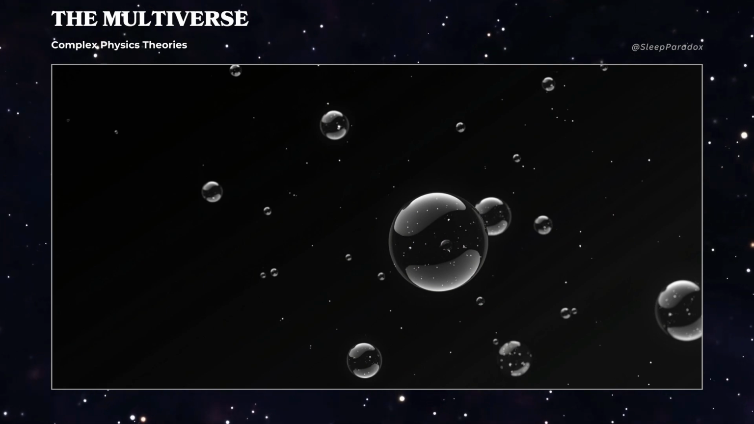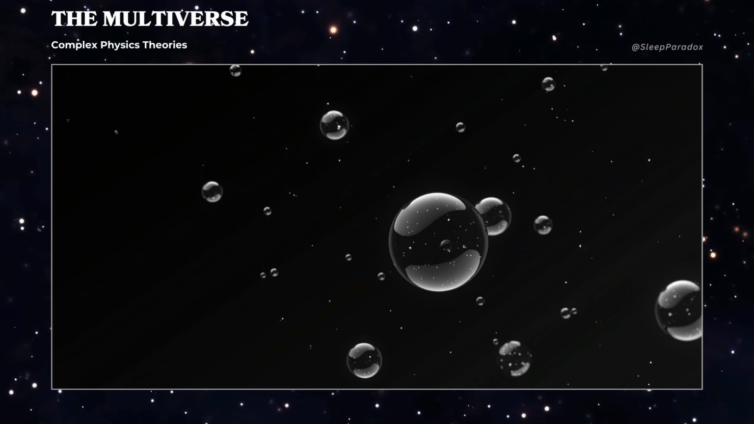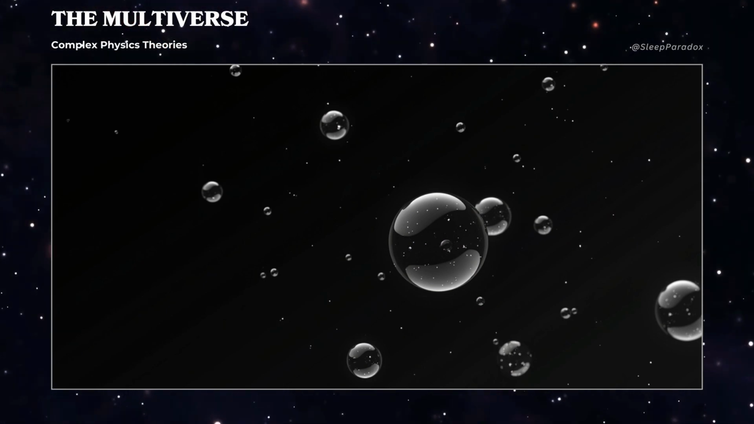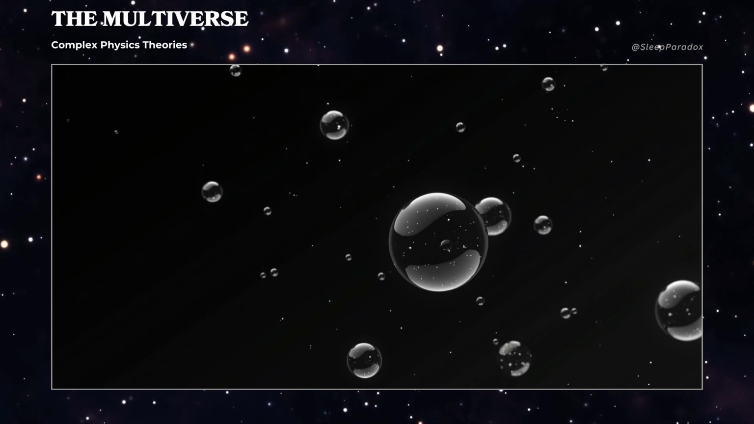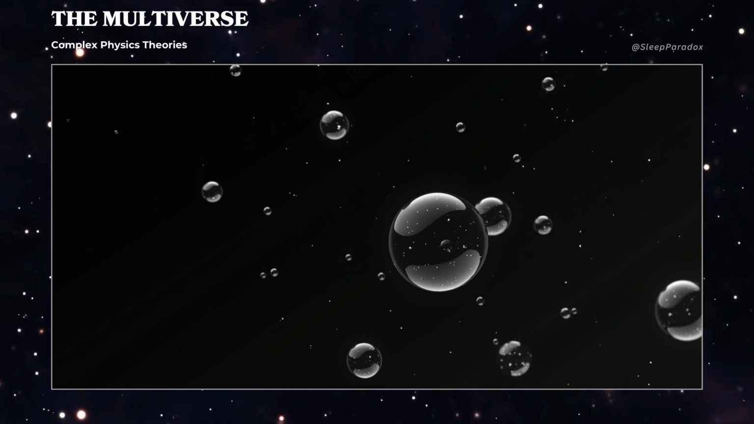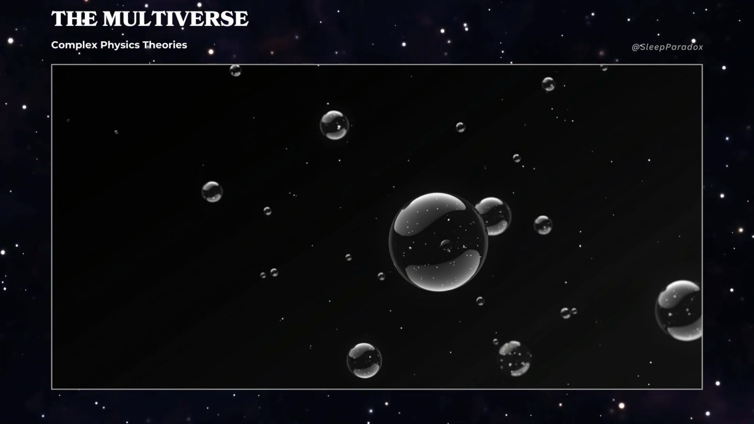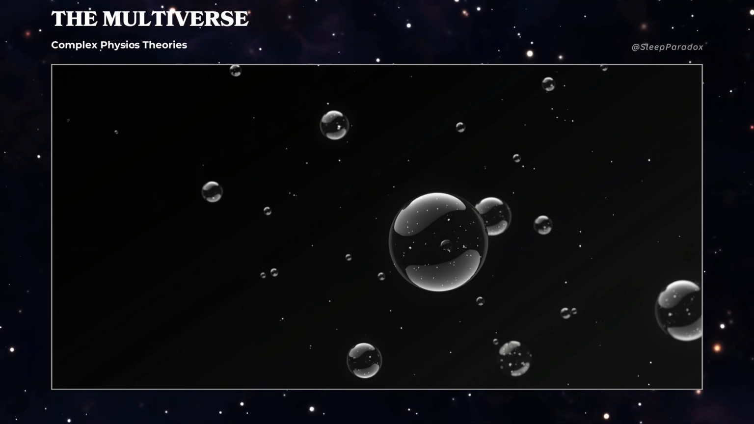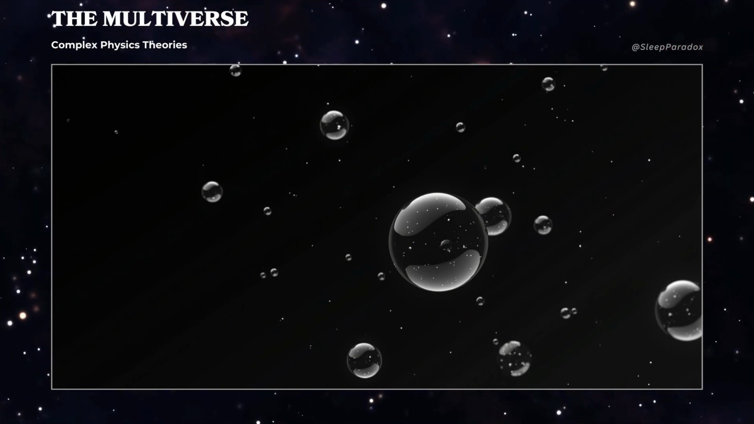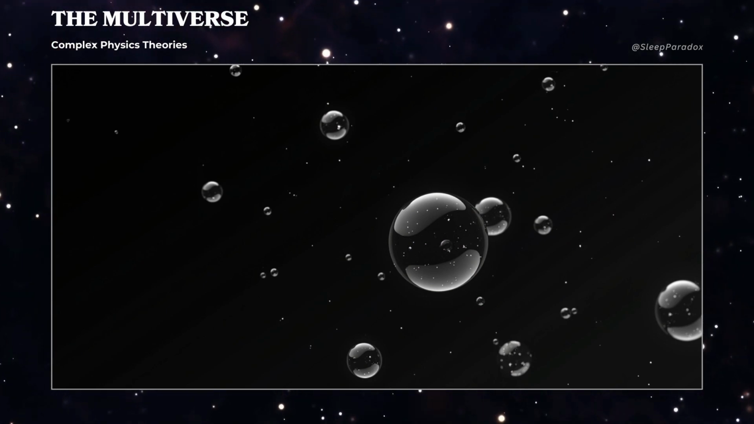Of course, the multiverse is controversial. One reason is that, by definition, other universes are not observable, at least not directly. We can't travel to them or send signals. That makes the idea difficult to test, and some scientists argue that it falls outside the boundaries of science. Others believe that, if a well-tested theory, like inflation or quantum mechanics, naturally leads to a multiverse, then we should take that prediction seriously, even if it challenges our ability to measure it.